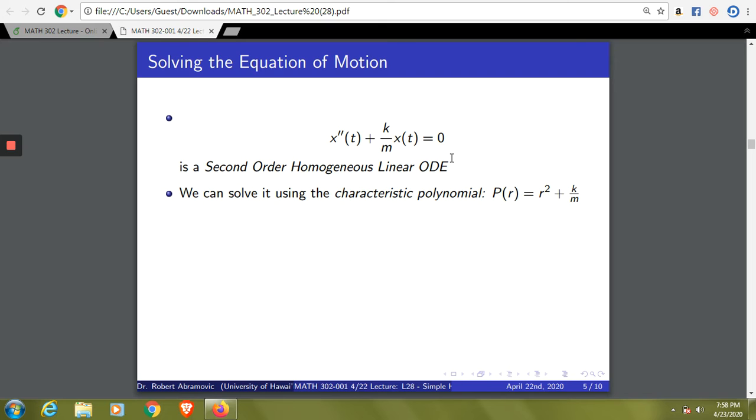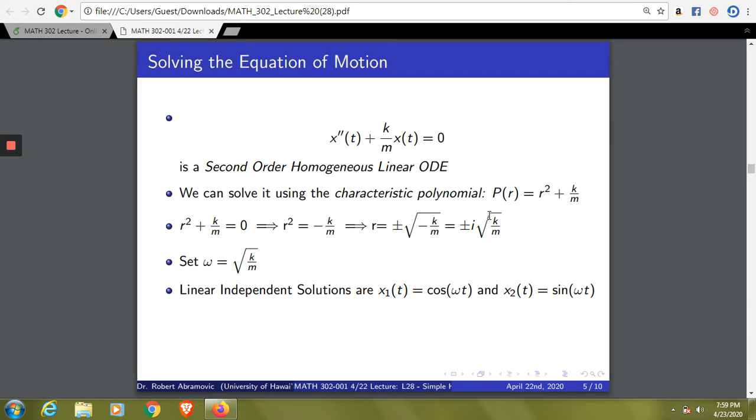We can solve this using the characteristic polynomial. Replace x with r, replace double prime with square, replace x with r to the 0 power, and anything to the 0 power is 1. So r squared plus k over m. What do we get? r squared plus k over m is 0, r squared is negative k over m, r is plus or minus the square root of negative k over m, which is plus or minus i times the square root of k over m. Set omega to be the square root of k over m.